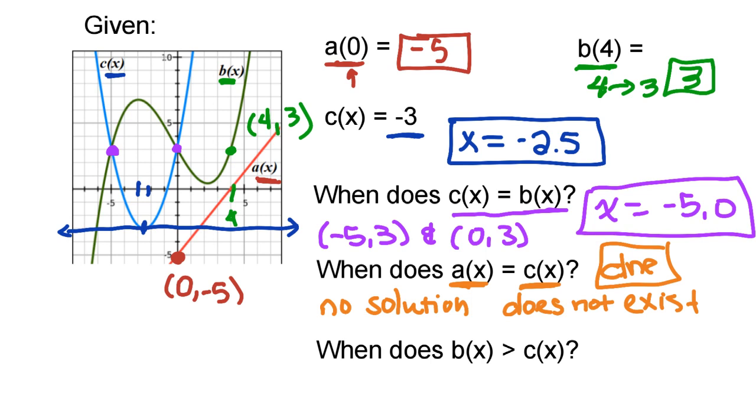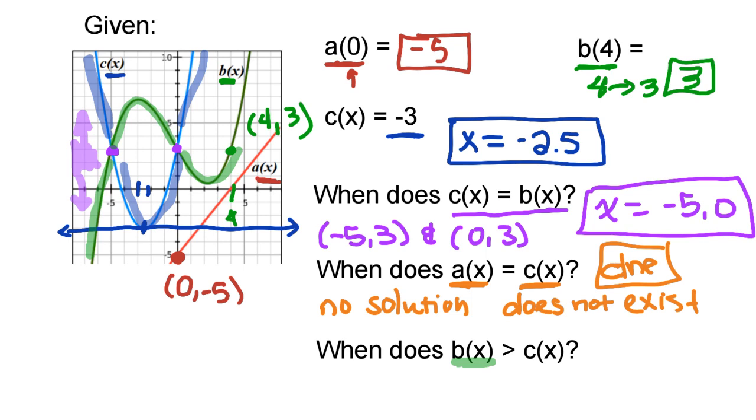When is B of x greater than C of x? So let's look at things as we're going. We read graphs typically from left to right. So if I'm looking at this point, this part of the graph is above the green one. So as we're going through, the blue one is above the green one. Then as we're going through, it switches, and the green one is higher than the blue one. And then the green one is lower than the blue one. So when is green, or B of x, above the blue function?